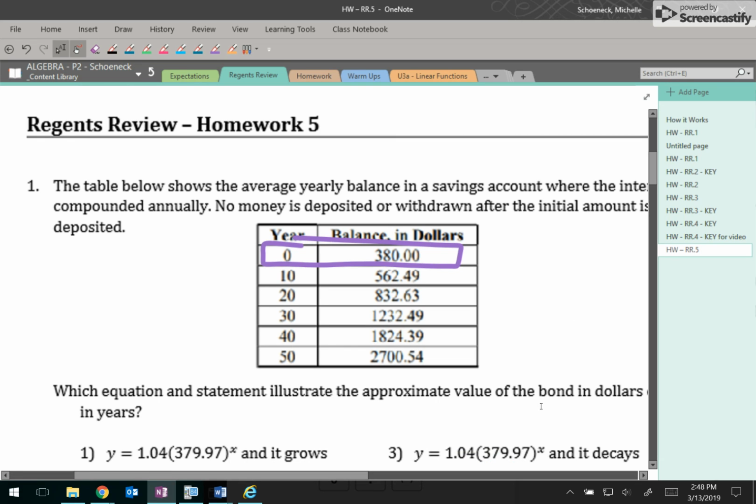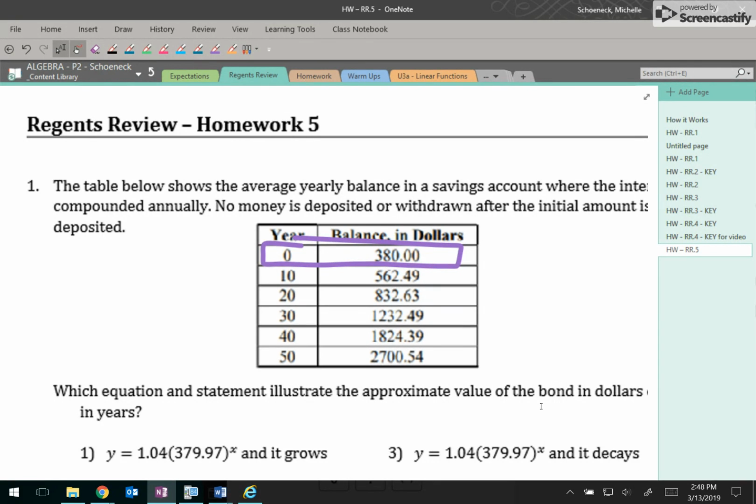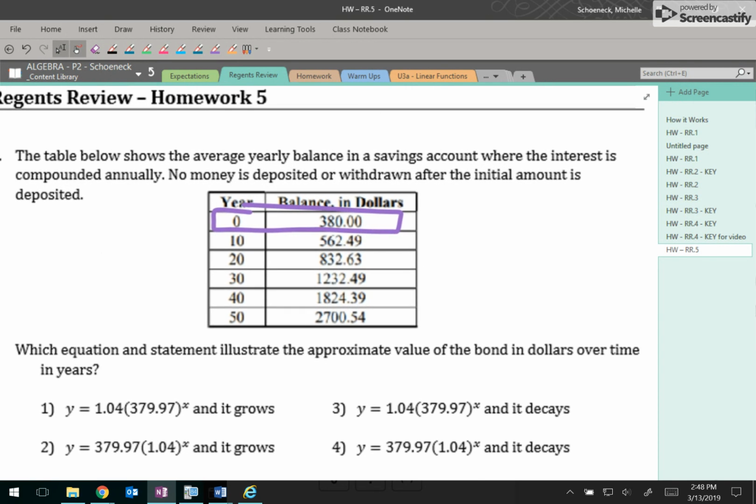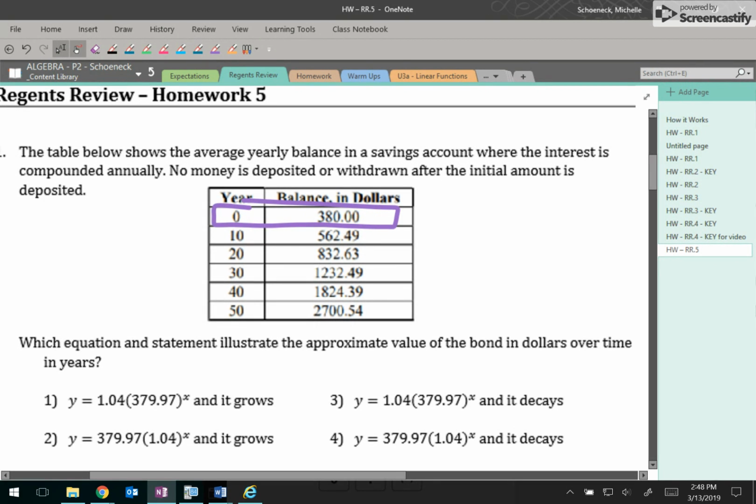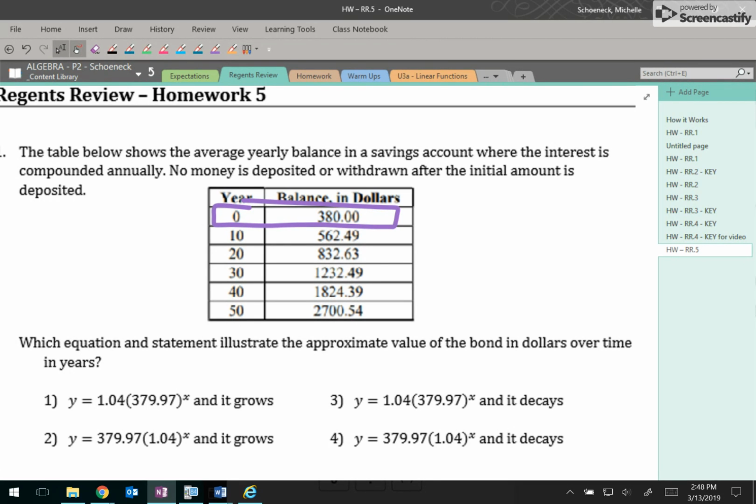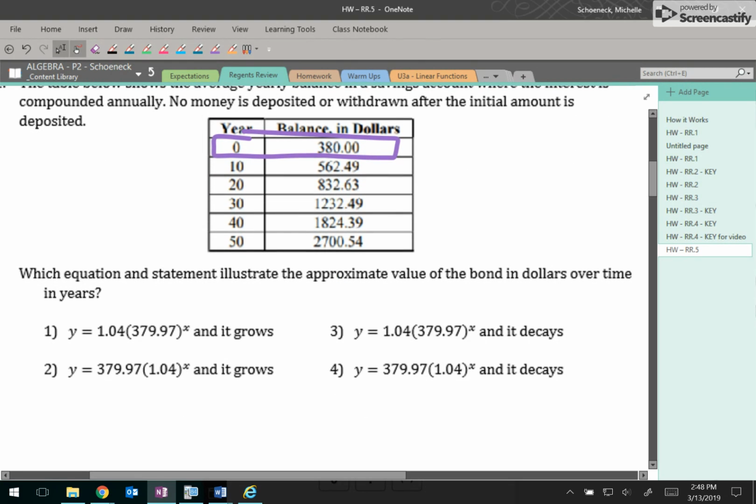Okay, this is Regents homework number 5. All right, number 1, the table below shows the average yearly balance in the savings account where the interest is compounded annually. No money is deposited or withdrawn after the initial amount is deposited. Which equation and statement illustrate the approximate value of the bond in dollars over time? So we've got equations here, and then either it grows or it decays.